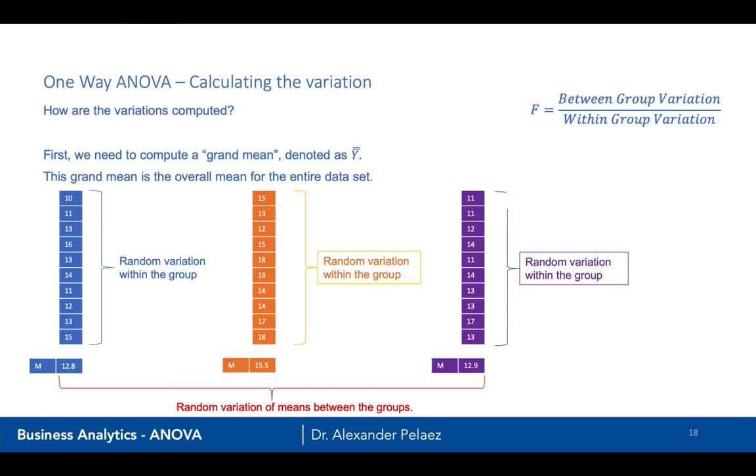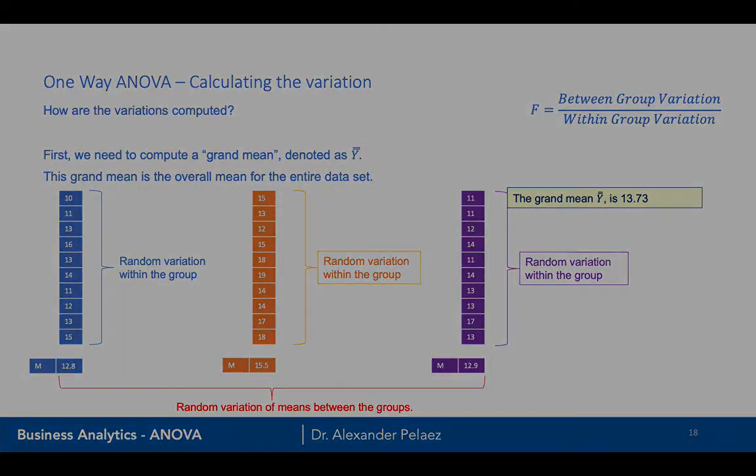So how are the variations computed? What we're going to do is provide additional notation. First, we're going to compute an overall or grand mean that we'll denote as y bar bar, 2 bars above the y. This grand mean gives us the average of the entire data set by itself. In this case, it's 13.73.